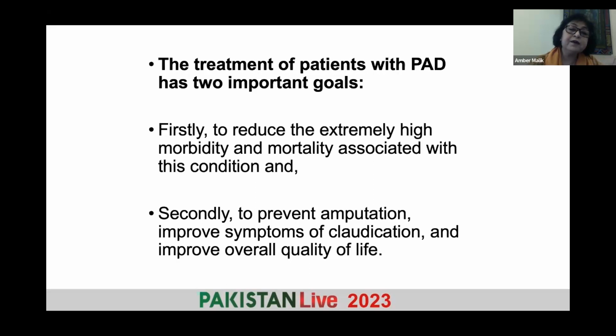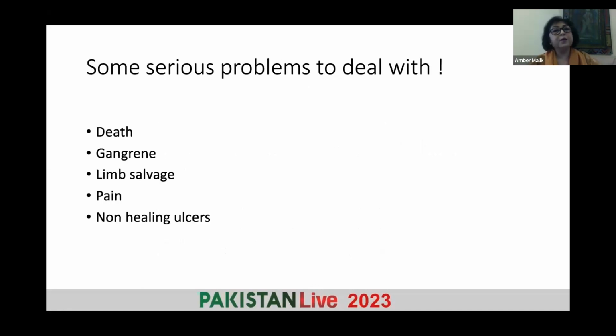I think the most important thing is morbidity and mortality, because they're carrying so many comorbids, but it is also important that you prevent sometimes life-threatening and sometimes just quality of life-threatening amputations. And the serious problems to deal with are always death, gangrene, limb salvage, pain, and then of course non-healing ulcers. And this is where interventionists come in.